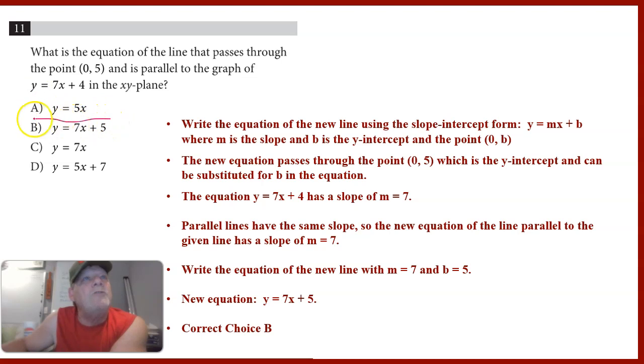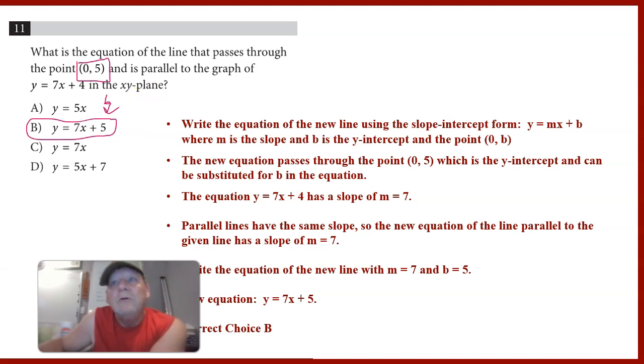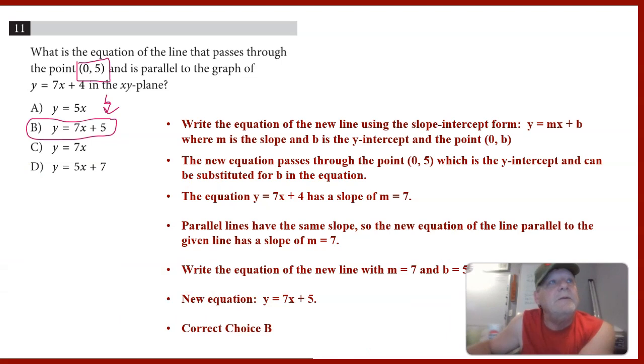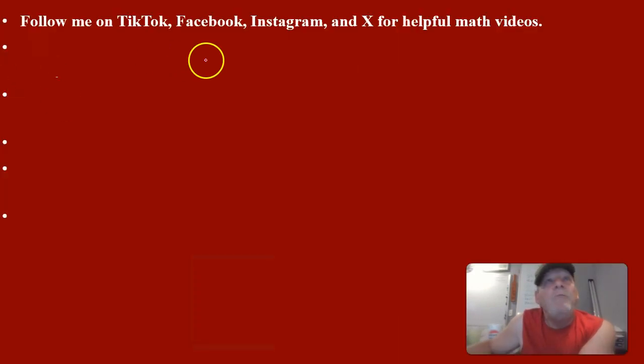So what was the shortcut? Well, I know that this ends up being the y-intercept, which is my B. And so you just substitute it in knowing that two parallel lines have the same slope. All right. So hopefully these three weren't too bad.